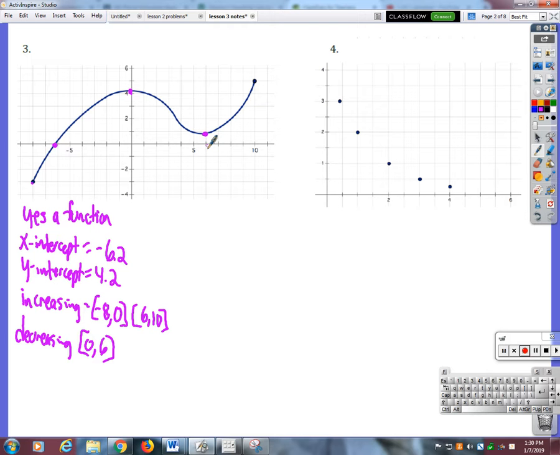Okay, what's the maximum? What's the highest y value on this graph? Yeah, 5. This endpoint is actually higher. What is the smallest y value on the graph? Nope. It happens at x equals negative 8, but what's the y value there? Yeah, okay.